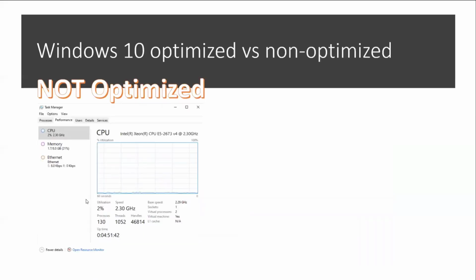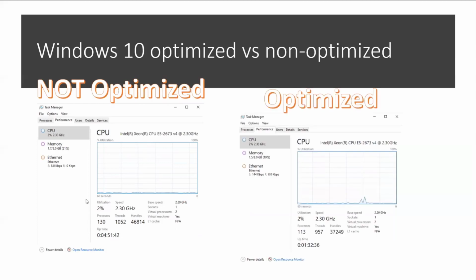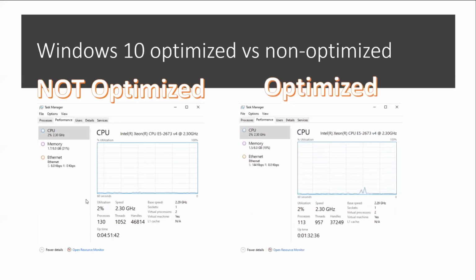Let's have a quick look at a non-optimized and an optimized Windows 10 session host. As you can see, with an optimized session, there are fewer processes and threads running, and that's right after the image has been optimized.